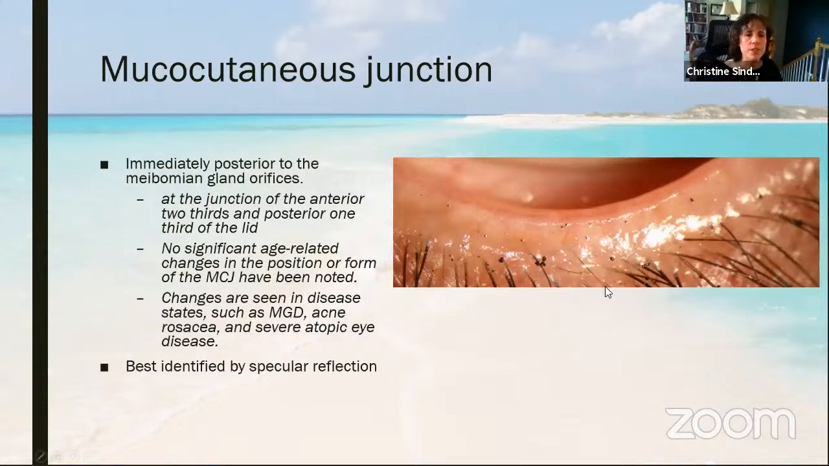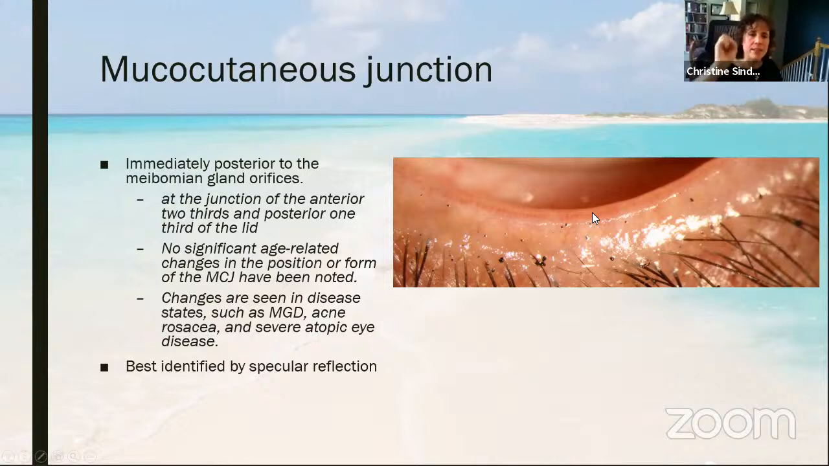Now, this mucocutaneous junction, it is very important that you know how to recognize this, because I think it is one of the most overlooked issues that we see with meibomian gland dysfunction. The mucocutaneous junction is the junction between the mucous membrane and the keratinized portion of the eyelid. You see this little white line right across there, and that is the mucocutaneous junction. Now, you want to see the meibomian gland orifices in the keratinized portion of the eyelid.